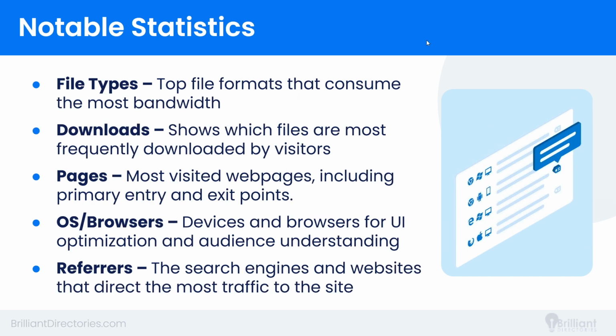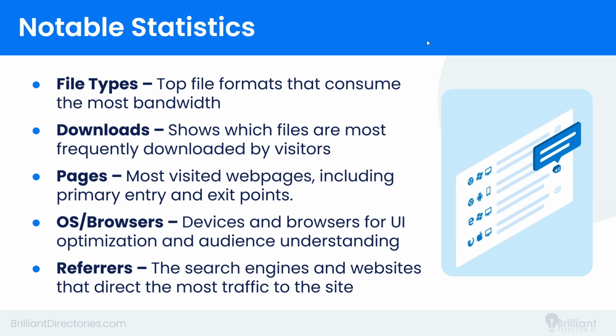File types: you can actually see the top file formats that are consuming the most bandwidth. So if you have a lot of ebooks, PDFs, things like that uploaded to your website that you're providing to your members, you can actually see which ones have been downloaded the most. That goes right into downloads, seeing which specific files are the most frequently downloaded by visitors. Pages, seeing which specific web pages are most viewed by visitors.